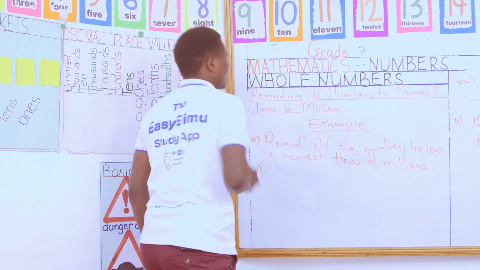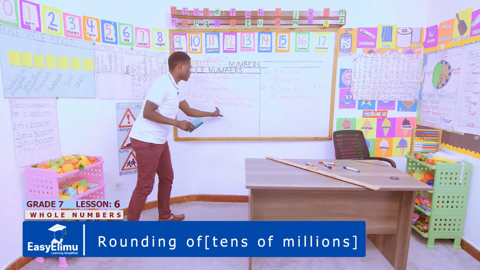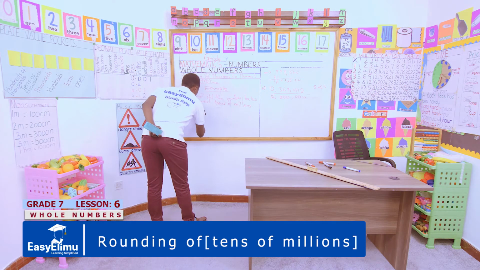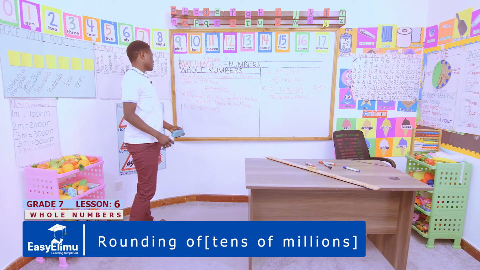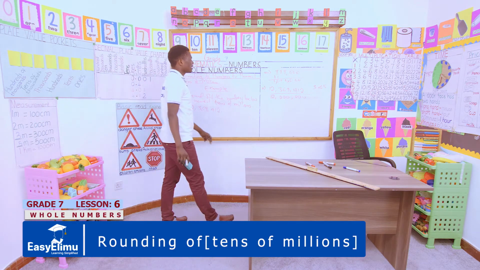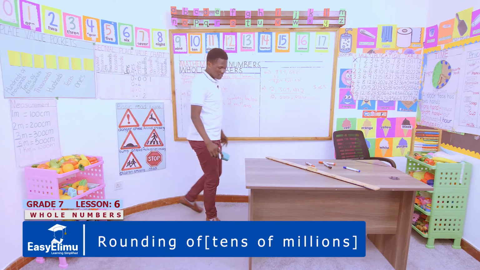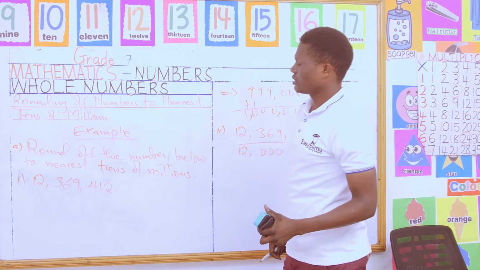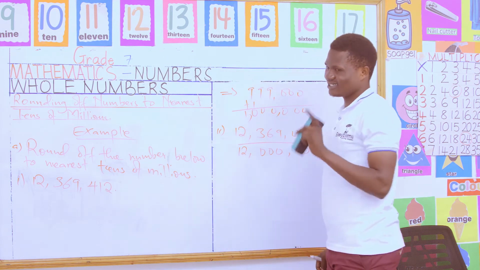And Roman 1, we have, let us take our Roman 2 here to be our first example. We're rounding off the numbers to the nearest tens of millions. So we have 12,369,412. Peter, can you give us the digit in the stated place value, please? The digit in the stated place value, which is tens of millions. Good. So the digit in the stated place value is 1. That is the digit in the stated place value.